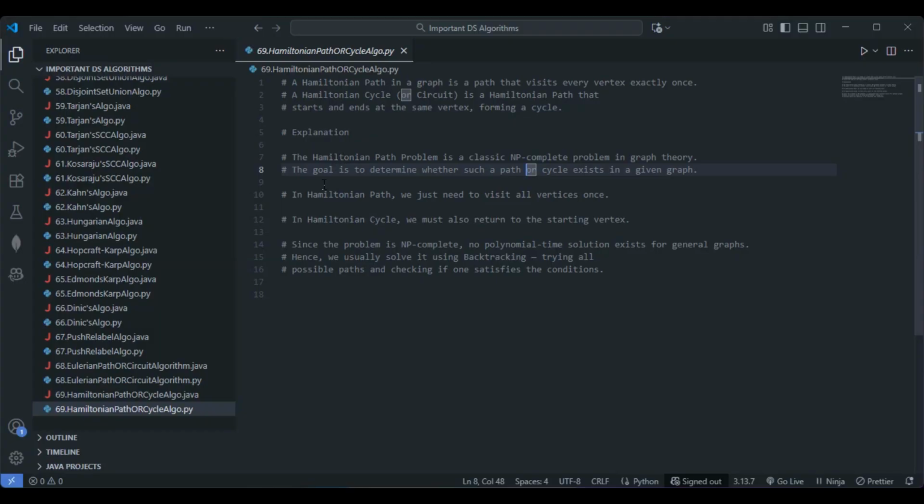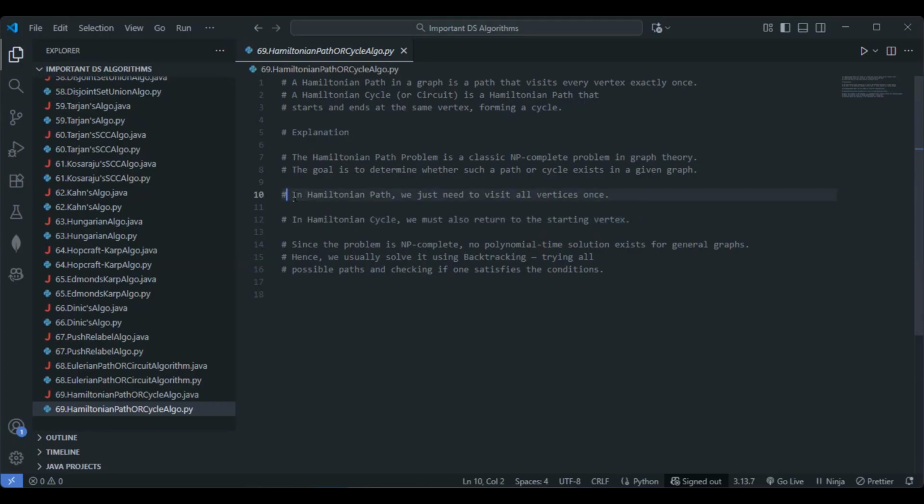What is our goal here? Our goal is to determine whether such a path or cycle exists in the given graph or not. Let's move on with the important points. In a Hamiltonian path, we just need to visit all the vertices once. In a Hamiltonian cycle, we must also return to the starting vertex.